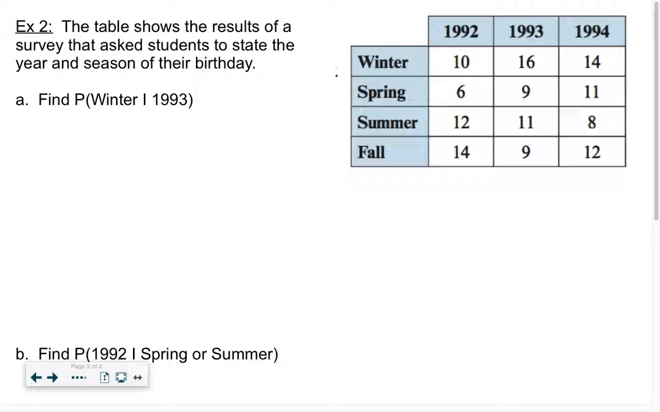The other way we can work with conditional probability is looking at the charts themselves that they give us. The table shows the results of the survey that asked students to state the year and season of their birthday. So we have the years 1992, 1993, and 1994. They want us to find the probability of winter given that it was the year 1993. It's given that it's the year 1993, correct? Therefore, I could care less what 92 or 94 has for us. So what we can do is we can go ahead and just eliminate those.